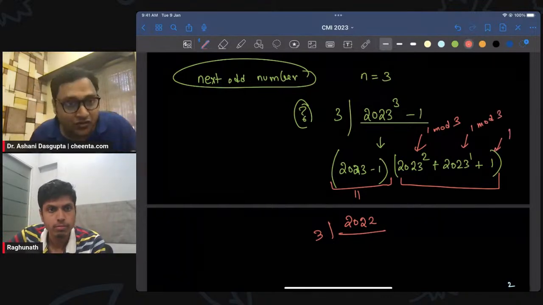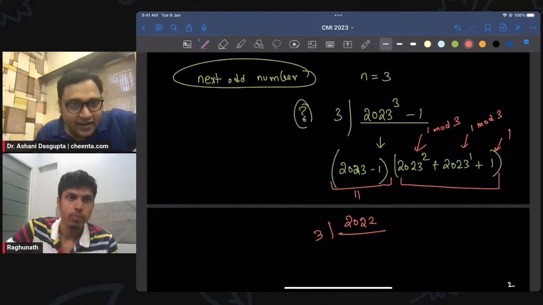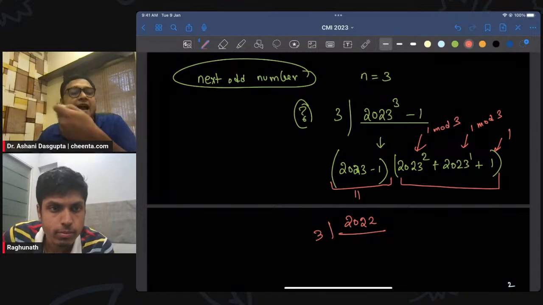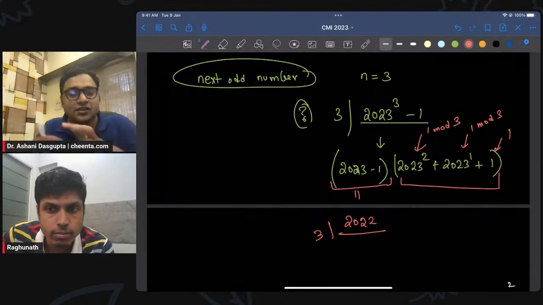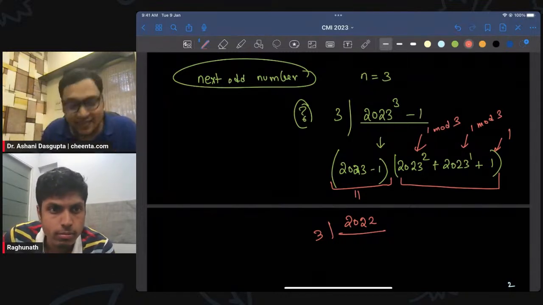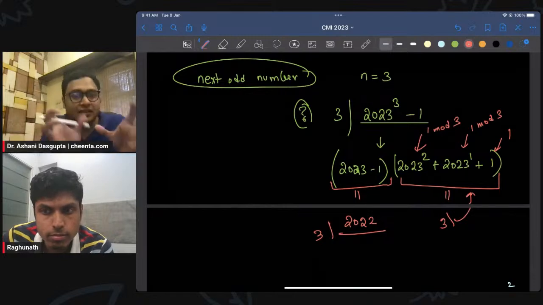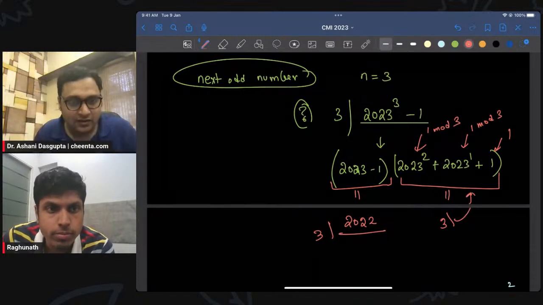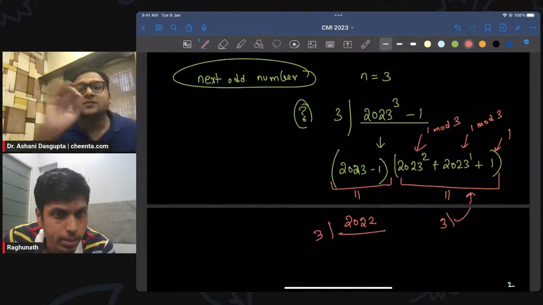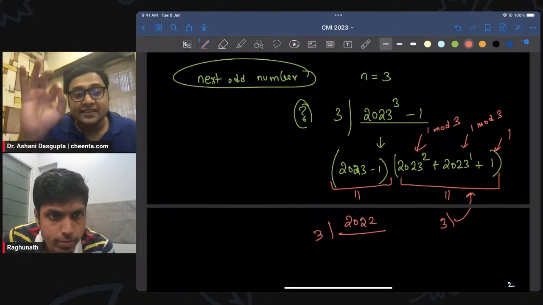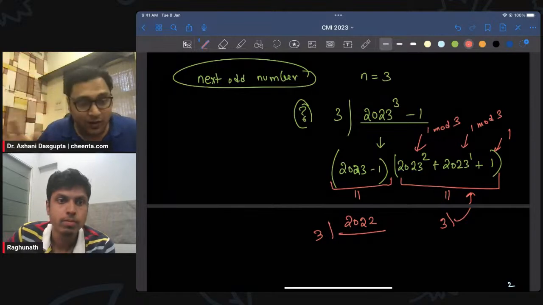2023 is 1 mod 3. So 2023 squared is 1 mod 3. 2023 itself is 1 mod 3. And 1 is, of course, 1 mod 3. So if you add up, then 3 divides that. So interestingly, 3 divides both of these parts, the first factor and the second factor. So 3 is another small number that divides 2023 raised to the power n minus 1, where n is odd.